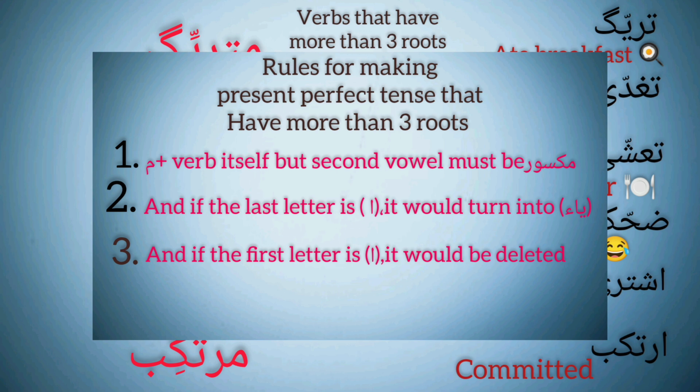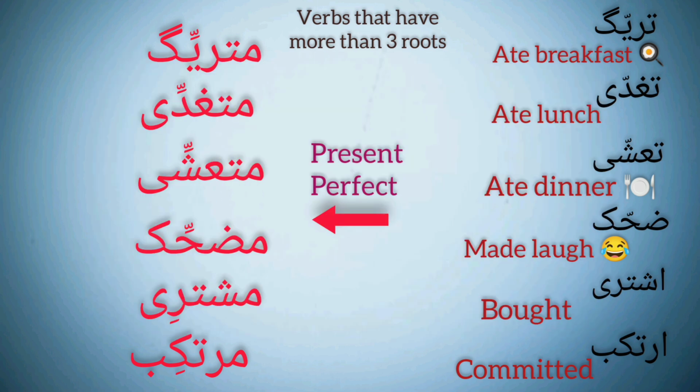Rule number one is me plus the verb itself, but the second vowel, the vowel next to the last, or second to the last, must be maksur. It sounds e, it sounds kasra. And the second rule: if the last letter is elif, it would turn into ya. And the last rule is, if the first letter is elif, it must be deleted. And these are 3 rules that you have to pursue in making these present perfect tenses.